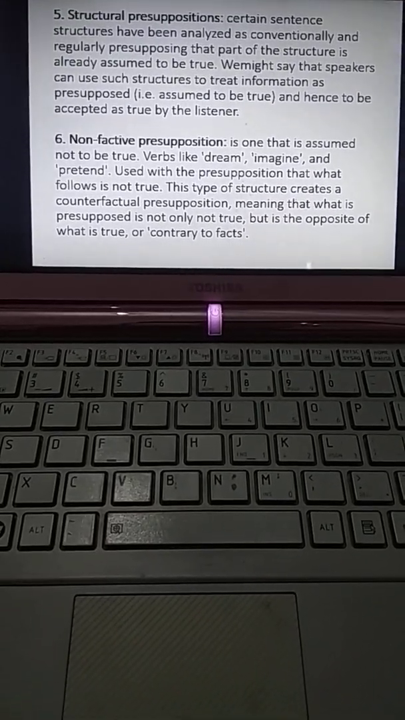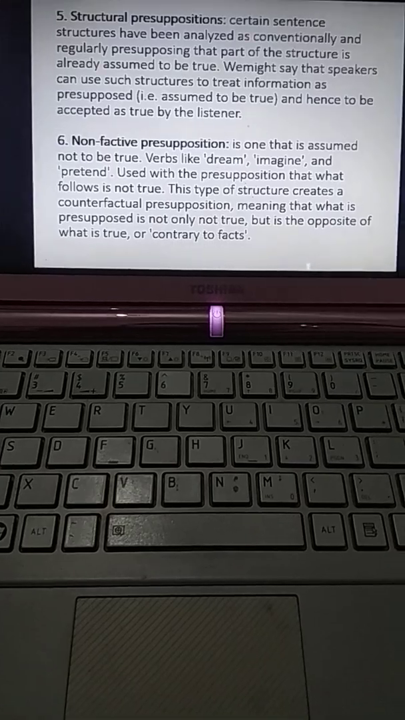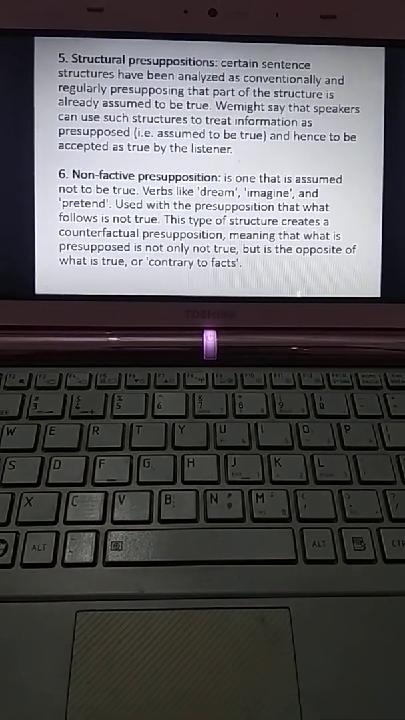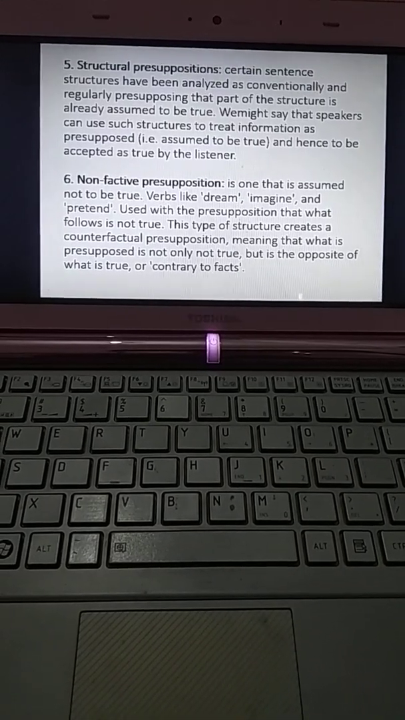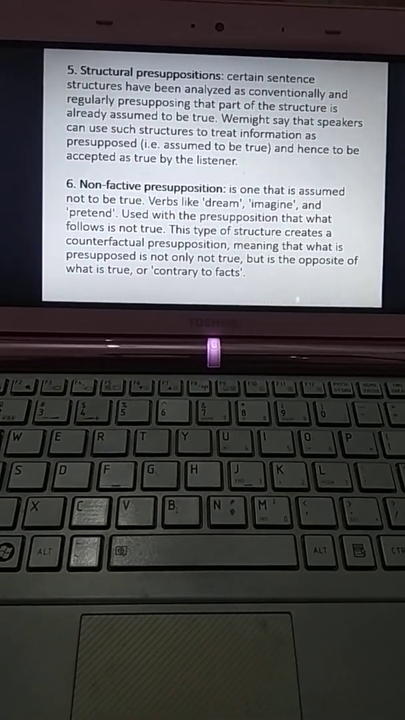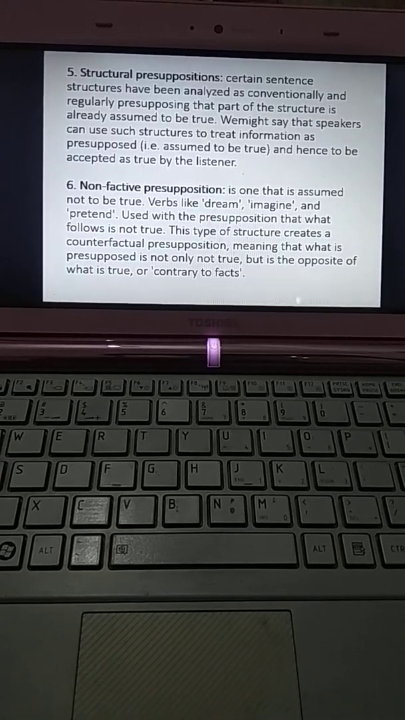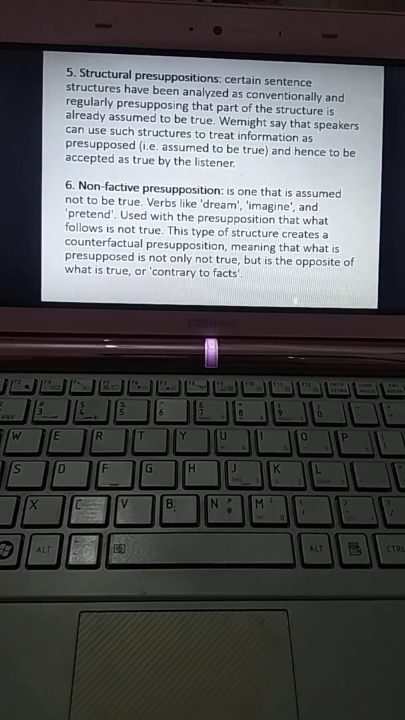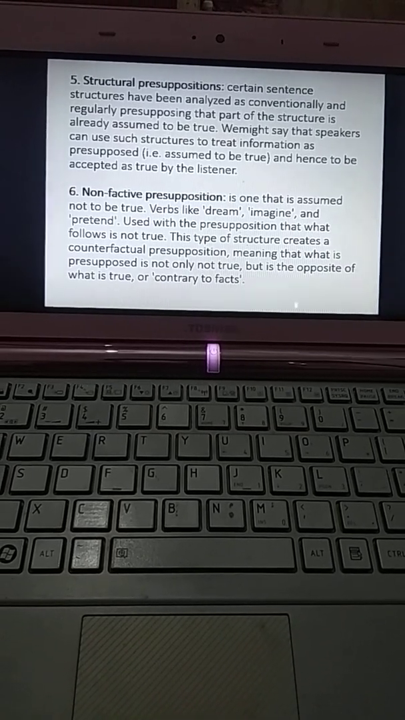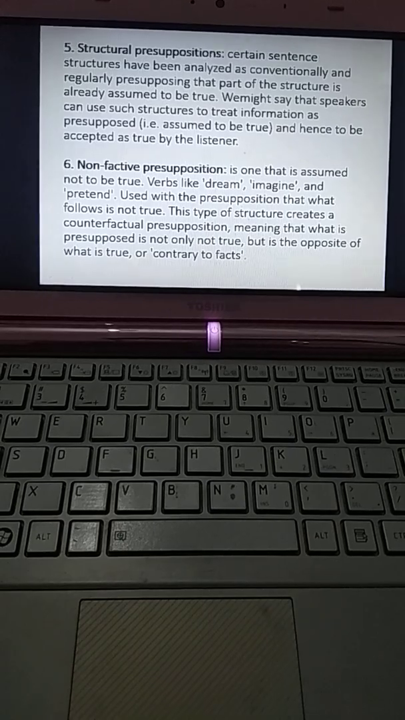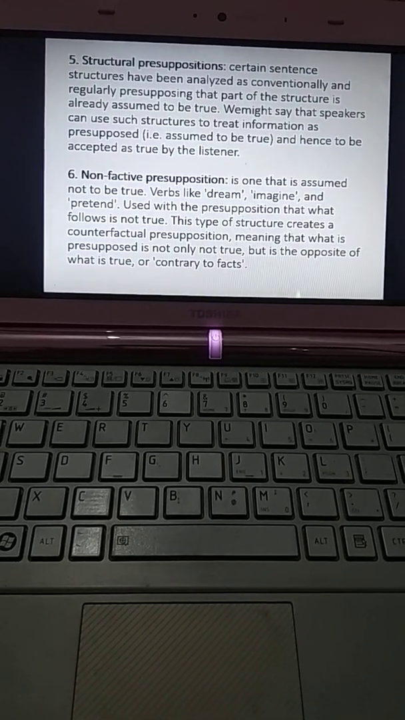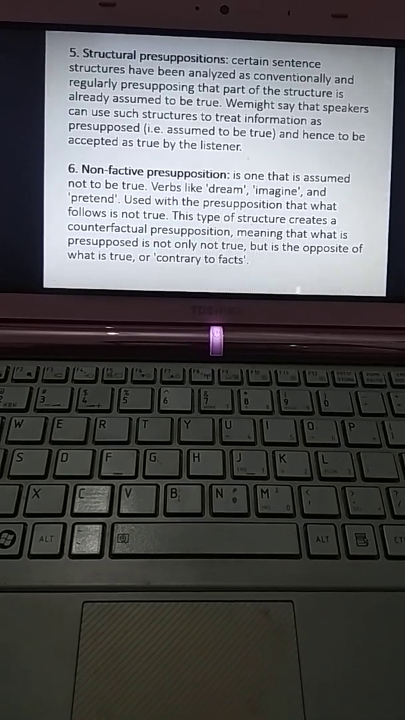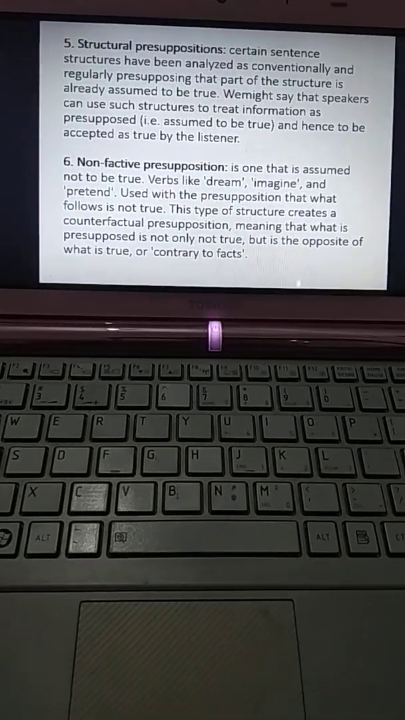Number six, non-factive presupposition, is one that is assumed not to be true. Verbs like dream, imagine, and pretend are used with the presupposition that what follows is not true. This type of structure creates a counterfactual presupposition, meaning that what is presupposed is not only not true, but is the opposite of what is true, or contrary to facts.